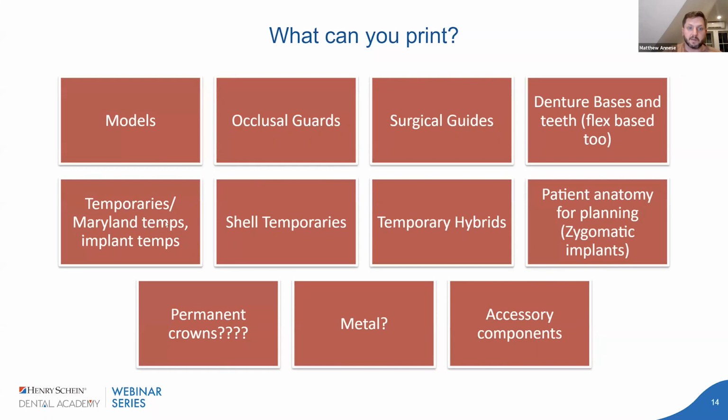Temporaries, we're going to spend a little bit of time on this. Metal and temps, implant temps, shell temporaries for case acceptance, mock-ups. Temporary hybrids, again, this is my wheelhouse. I've done a lecture with Schein on that whole workflow and what that does. I'll just show them the cases and touch on those briefly. You can print anatomy for planning. Typically, this is going to be big in zygomatic implants. Permanent crowns, question mark, we'll touch on this. Metal, it's supposed to be coming. That's probably coming soon.